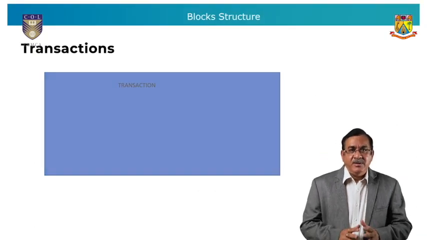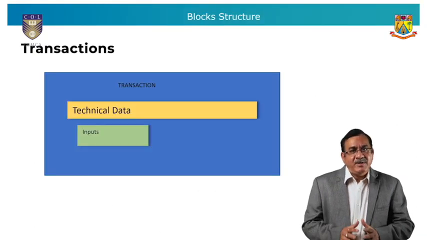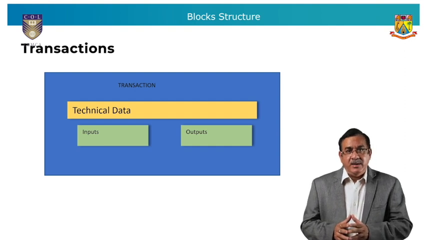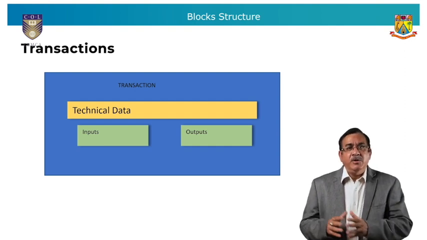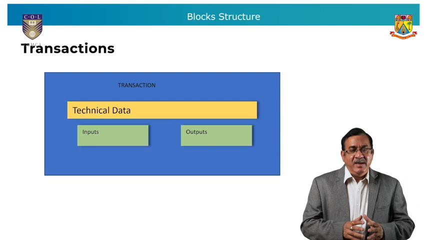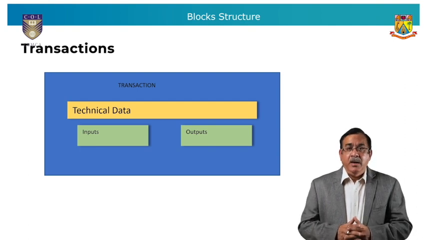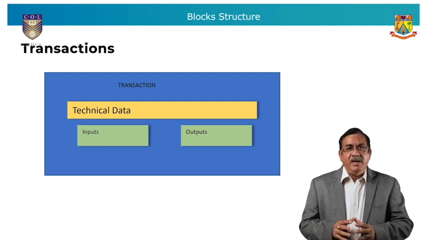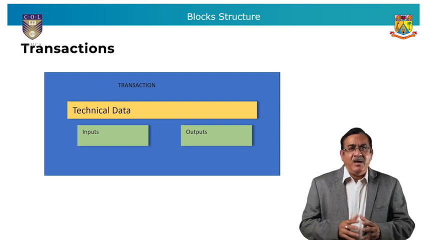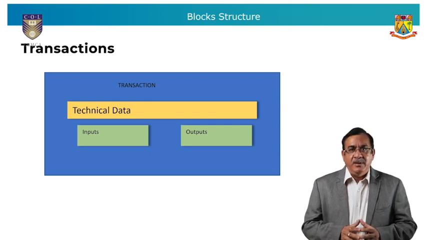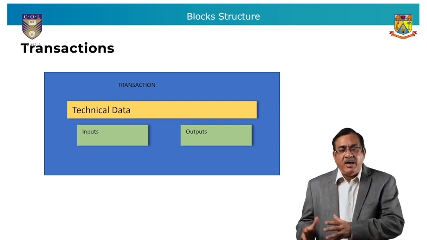Transactions. A transaction in Bitcoin is represented as technical data, which is related to the number of inputs and outputs in this transaction. Inputs contain the details about which Bitcoins are being considered for this transaction and the private key to sign this transaction.